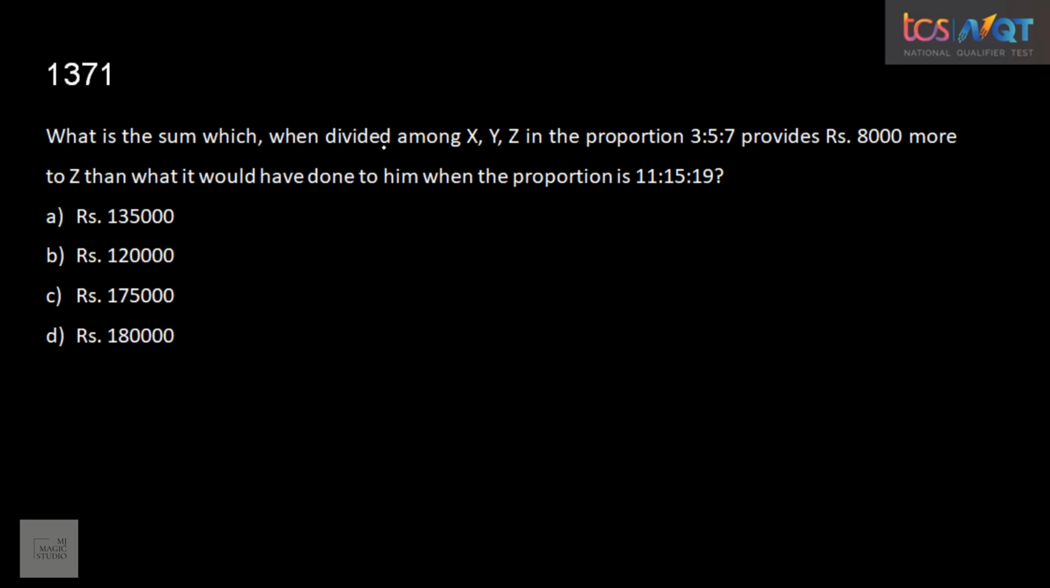What is the sum which, when divided among x, y, z in the proportion 3:5:7, provides 8000 more to z than what it would have given him when the proportion is this? Okay, that means this proportion is giving 8000 rupees more to z. So the first proportion would have given z how much? 7x upon 7 plus 5 plus 3 is 15. And the second proportion would have given him 19x upon 10, 20, 30, 40, 45.